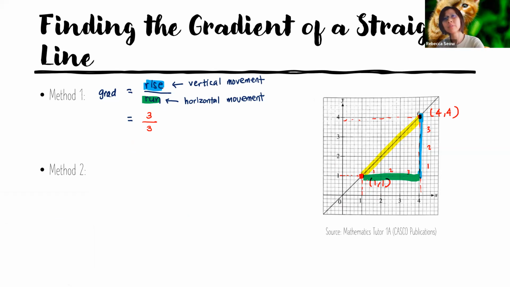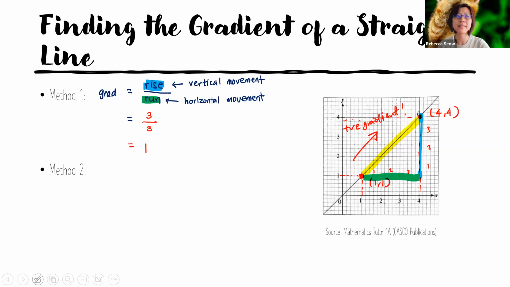So you can see from the yellow highlighted portion, it is moving upwards, right? From left to right, it's upwards. So if it is upward sloping, then the gradient is positive. I'm going to put down positive gradient. Okay, so if it's a positive gradient, I need not put a plus sign over here. The answer therefore is 1. Okay, so this is method 1, using rise over run.